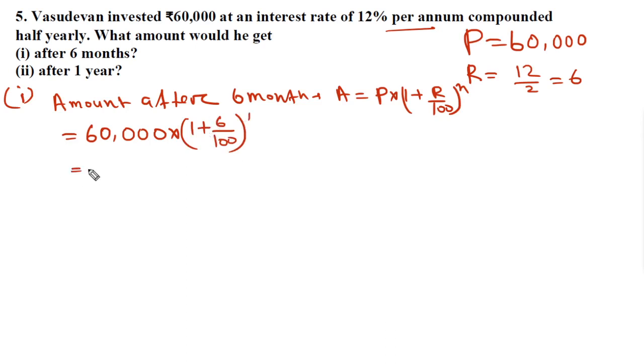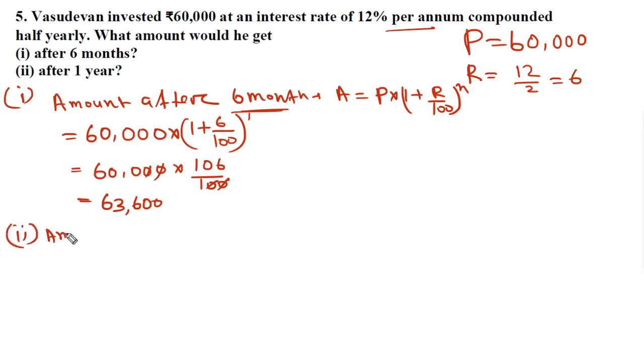So basically this will be the same as simple interest. Okay, so it will be equal to 60,000 into 106 by 100. Now you can cancel 2 zeros, then you have to multiply 600 with 106. So it will be equal to 63,600. So 63,600 will be the amount for 6 months. Now we'll move to part II. Now amount after 1 year is equal to A.